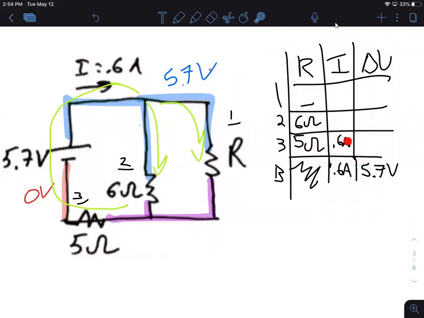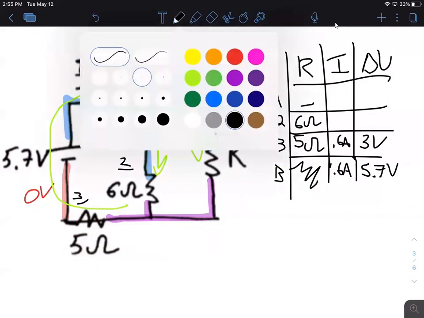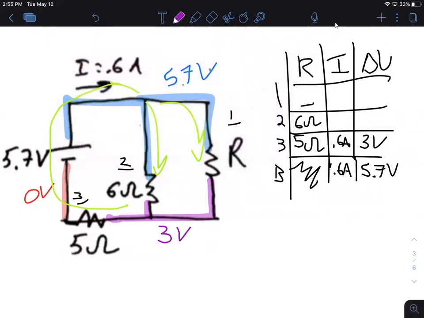Anything I can figure out? Well, yeah, I know these 2 things. So I can find the delta V. 5 times 0.6 is 3 volts. So that's my delta V for my resistor number 3. So I say, okay, resistor number 3 here, delta V 3 volts, 0 on this side. That means 3 volts on the other side. Great. How does that help me? Well, I just added a voltage.